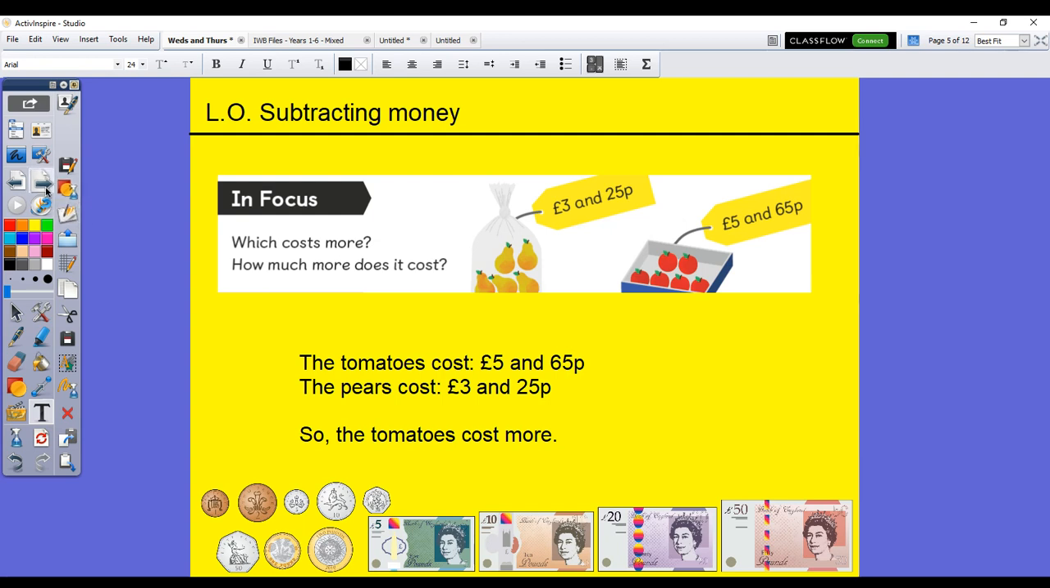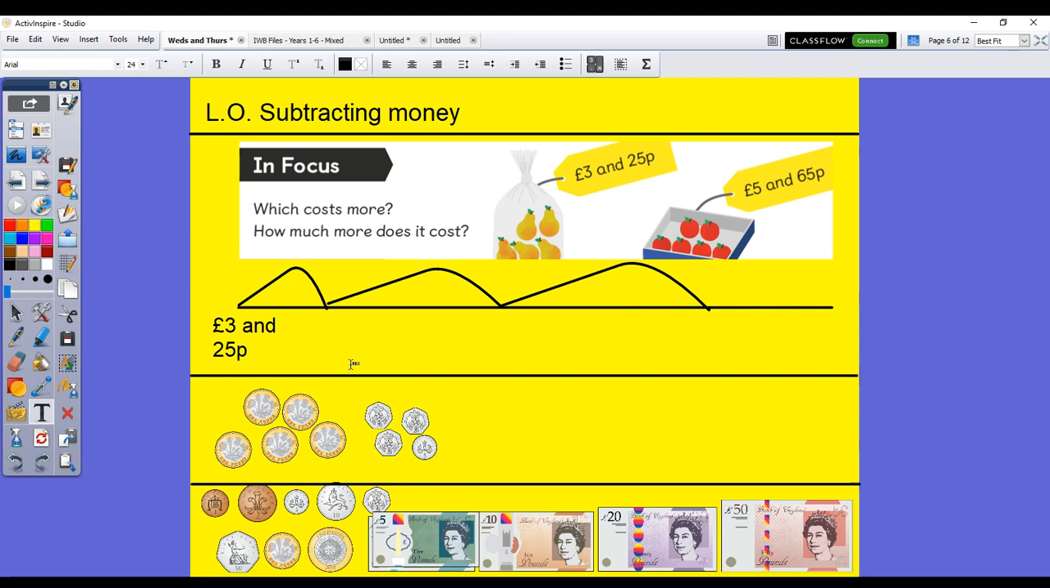Now we need to find out how much more the tomatoes cost than the pears. So again, two ways to show you. Instead of starting on £5.65 this time, we're going to start on £3.25. I'm going to count to the next 65p. If I'm on £3.25, how many more pence do I need to get to £3.65?